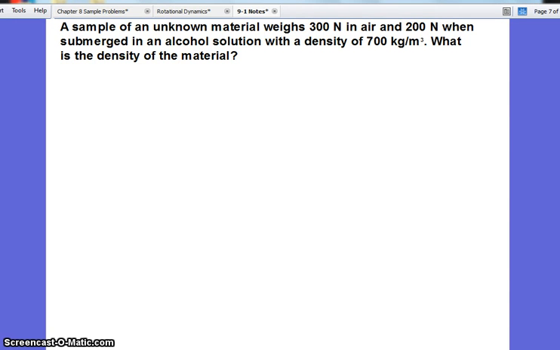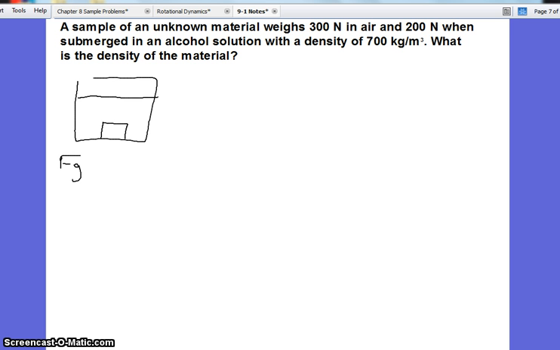In this problem, we have a sample of an unknown material which weighs 300 newtons in the air and 200 newtons when submerged in an alcohol solution with a density of 700 kilograms per cubic meter. We want to find out what is the density of the material. So here's a diagram. We have our solution and we have the object in that solution.